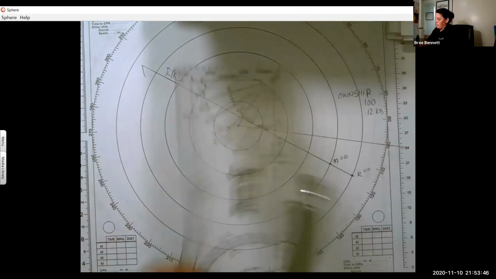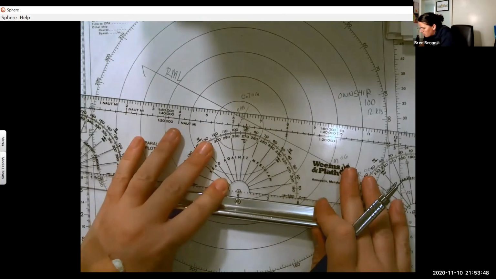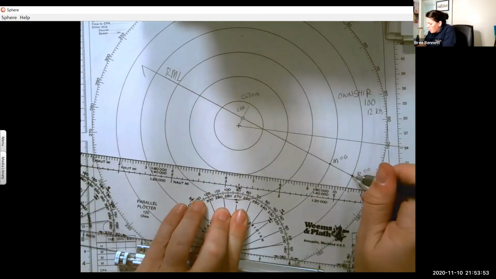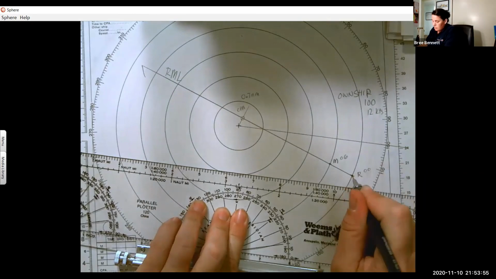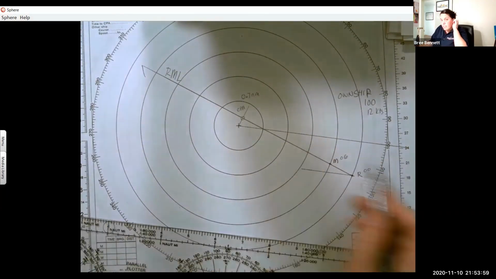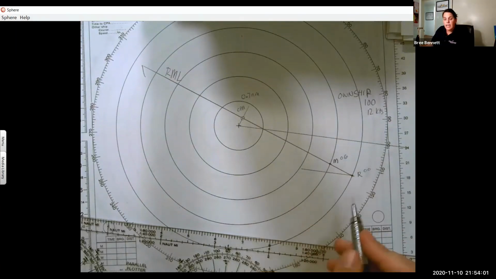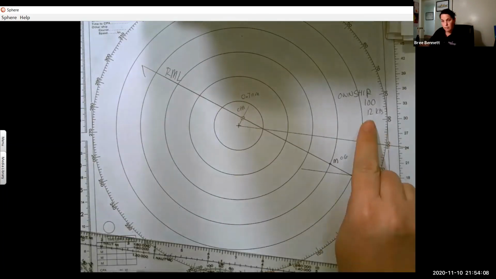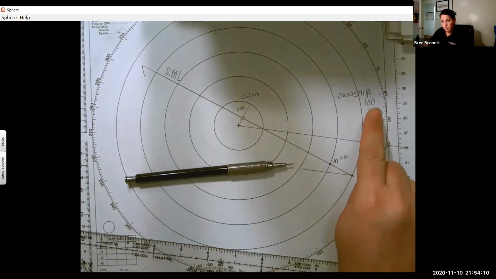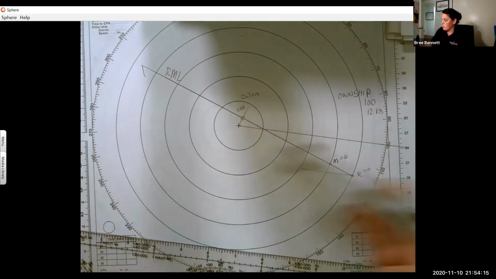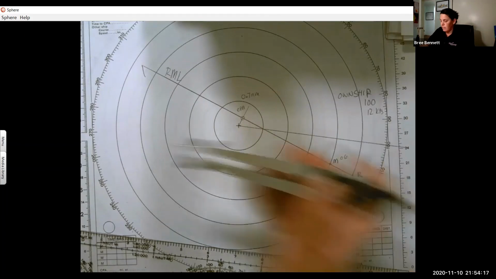So I'll get my 110, or excuse me, 100. So from R, I've just paralleled this line. Now I need to figure out where my E is going to be on this line. I'm doing 110 degrees at 12 knots. So in 6 minutes, I would travel 1.2 nautical miles.